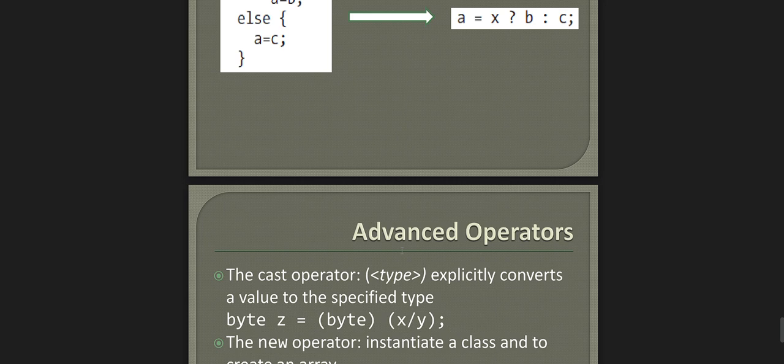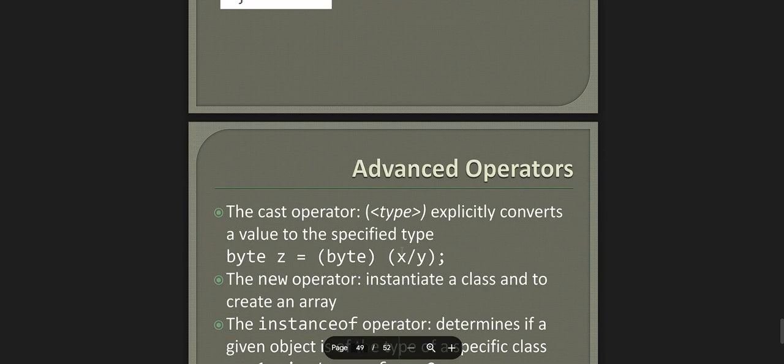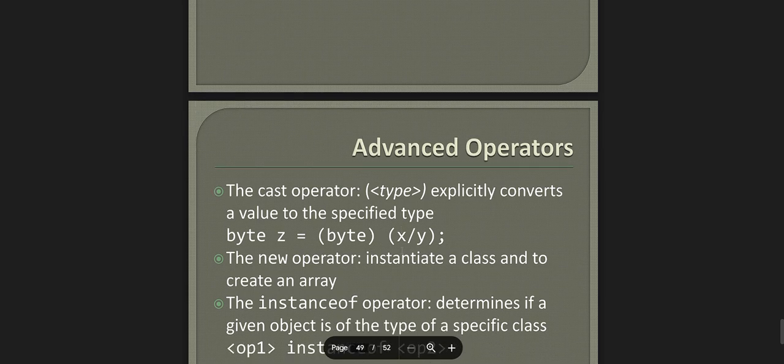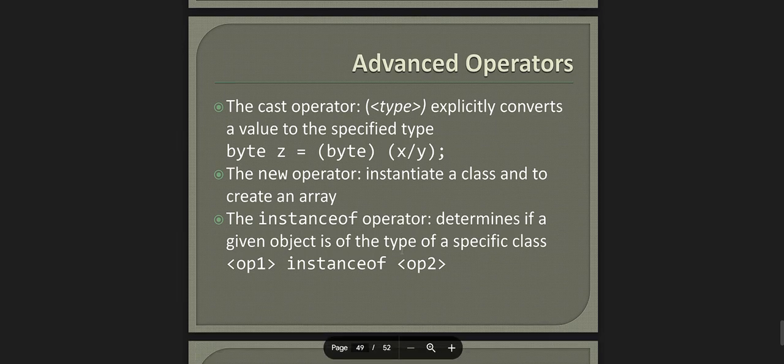Advanced operators. The cast operator explicitly converts a value to a specific type, for example (byte) x. The new operator instantiates a class and creates an array. The instanceof operator determines if a given object is of the type of a specific class.